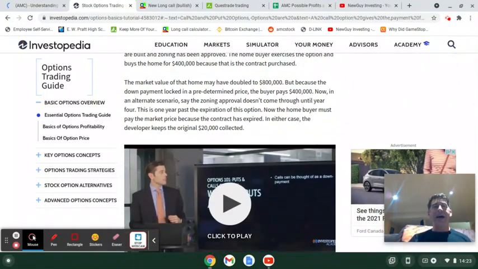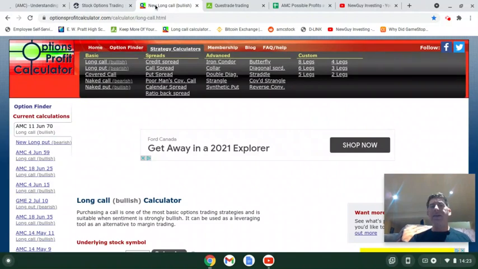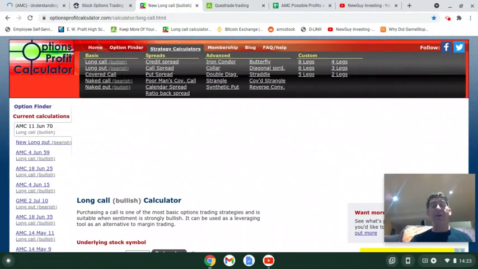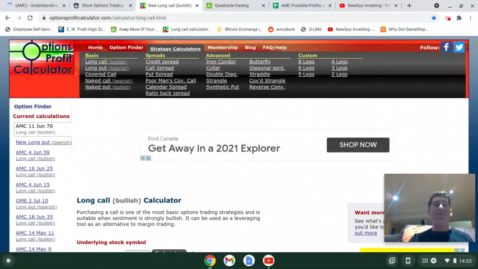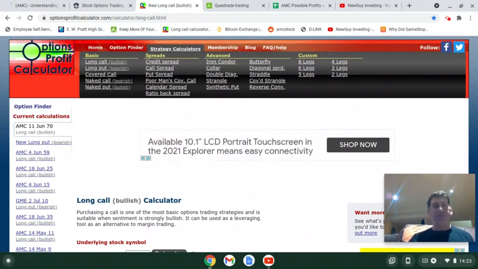Let's take a look at another site. It's called Options Profit Calculator. And this is just a fantastic resource if you're thinking about getting into options, because you can find the type of option, plug in the stock you're looking at. It will give you the current prices, and it will tell you how much you could make or lose based on how many contracts you buy.